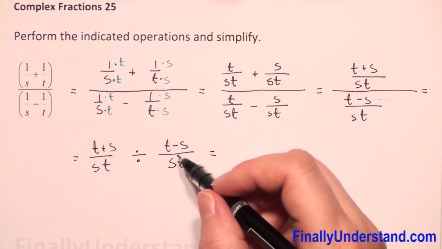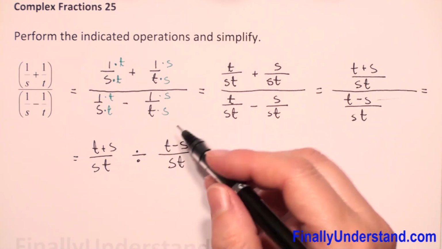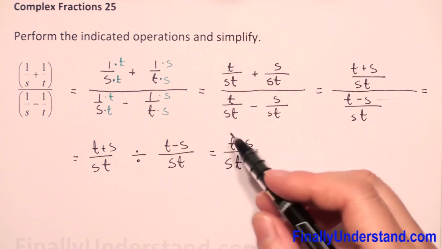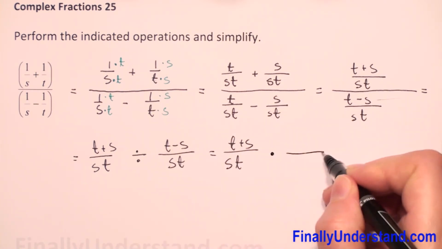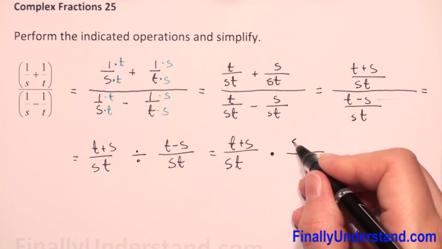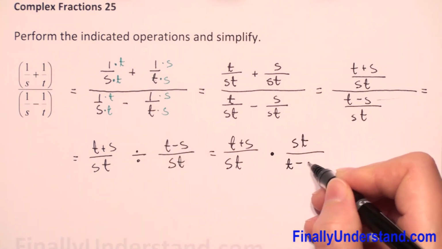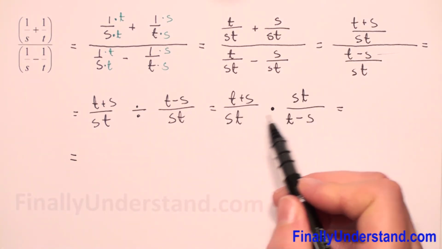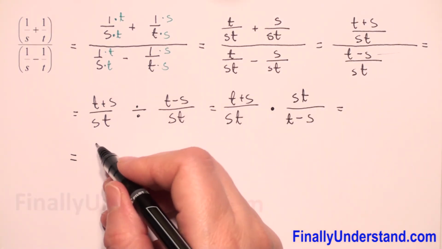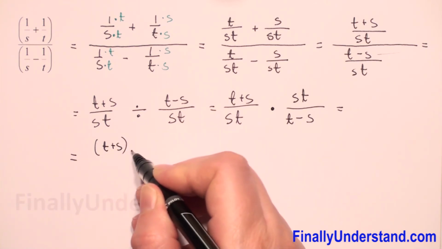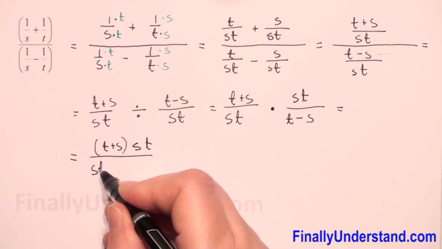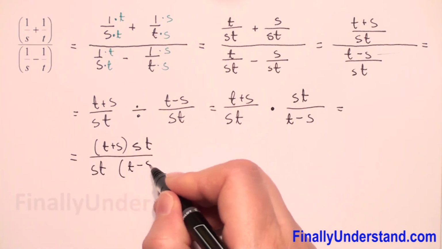When we have division of algebraic fractions, we have to copy the first fraction, we change the division sign to multiplication, and we have to flip the second fraction, so it will be st over t minus s. Next, when we have multiplication of algebraic fractions, we have to multiply numerator times numerator, denominator times denominator. So t plus s, we have to multiply times st over st times t minus s.